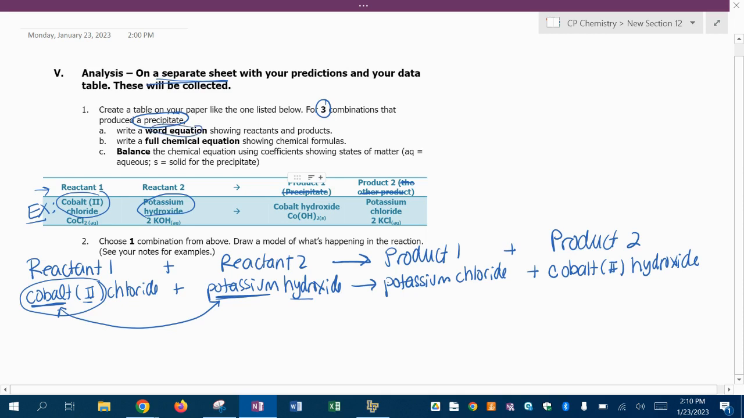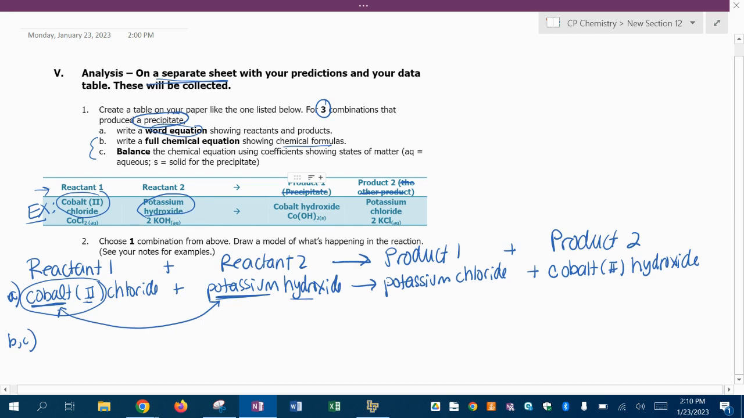It says write the word equation. So here's our part A for this first example. Then part B, we're going to do B and C kind of together. So B, comma, C will go together. B says write the full chemical equation with correct formulas. So don't forget to balance out the charges when you do this.